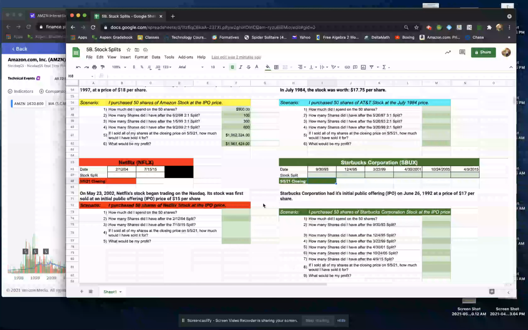Okay, once you have all that done, just turn in your completed spreadsheet. Make sure these are filled in with formulas.